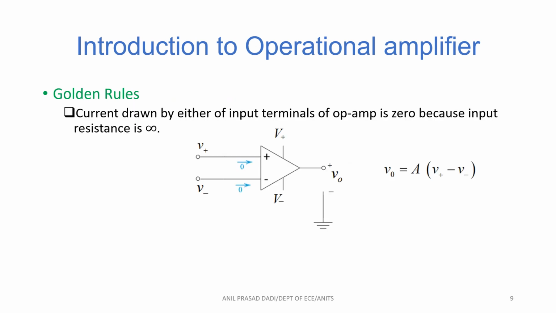Let us consider two important rules which will be helping us a lot in the analysis of op amp circuits. One such rule is that the current drawn by either of the input terminals is zero because input resistance is infinity. This is a very significant rule that is frequently used in the analysis of op amp circuits. In the diagram, it is shown that the current entering into the plus terminal is 0, and the current entering into the negative terminal is 0.